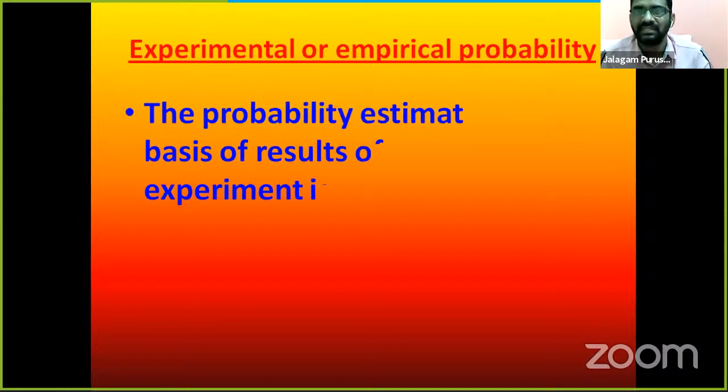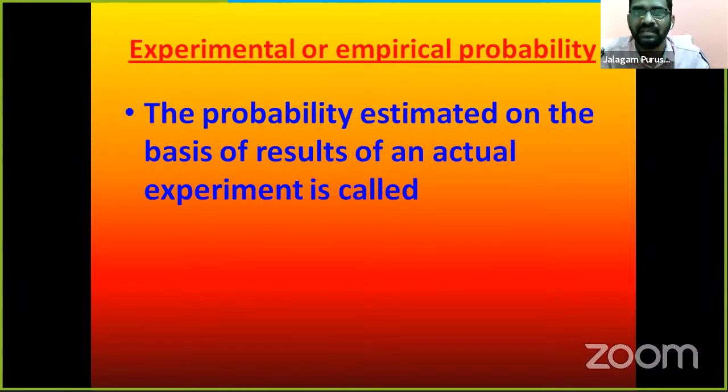Once again, children, the definition is: the probability estimated on the basis of results of an actual experiment is called... Write down, children. We can estimate, we imagine, but here the probability is estimated on the basis of results they obtain directly. As we saw previously, someone tossed 4,000, someone 5,000, someone 10,000, a mathematician tossed 24,000. So that is experimental, practical.